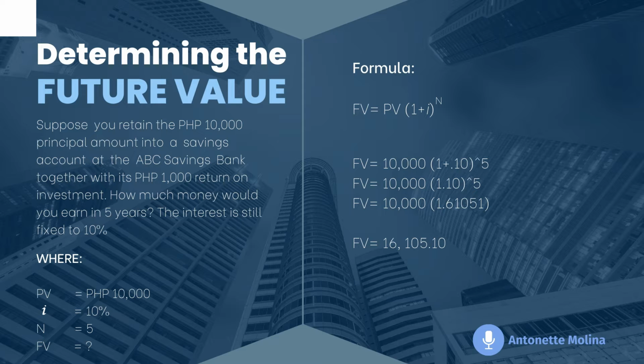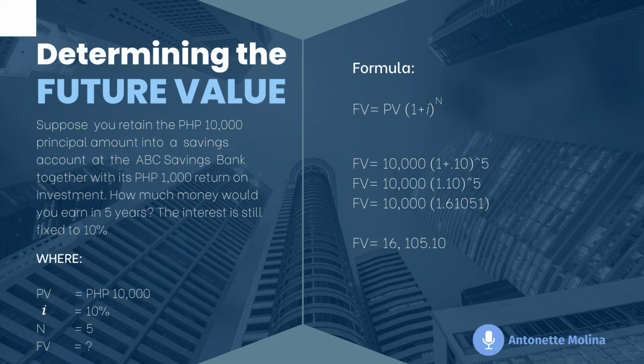So to get the future value, we will use the compound interest formula, which is future value is equal to present value, open parenthesis, 1 plus interest rate, close parenthesis, raised to n, where FV is future value, PV is present value, I is interest rate, N is the number of compounding periods, where a compounding period is the unit of time after which interest is paid at the rate given. So a period may be any length of time, a minute, a day, a month, or a year.